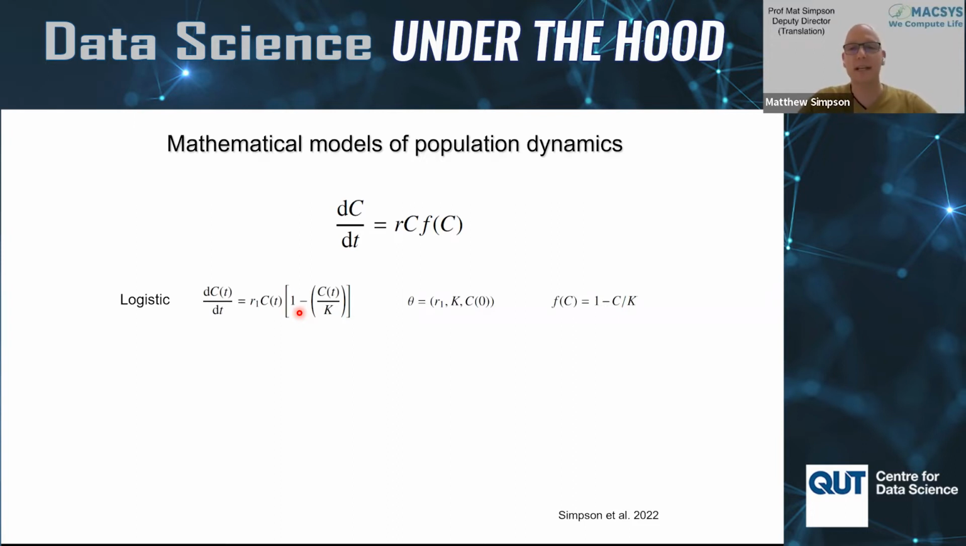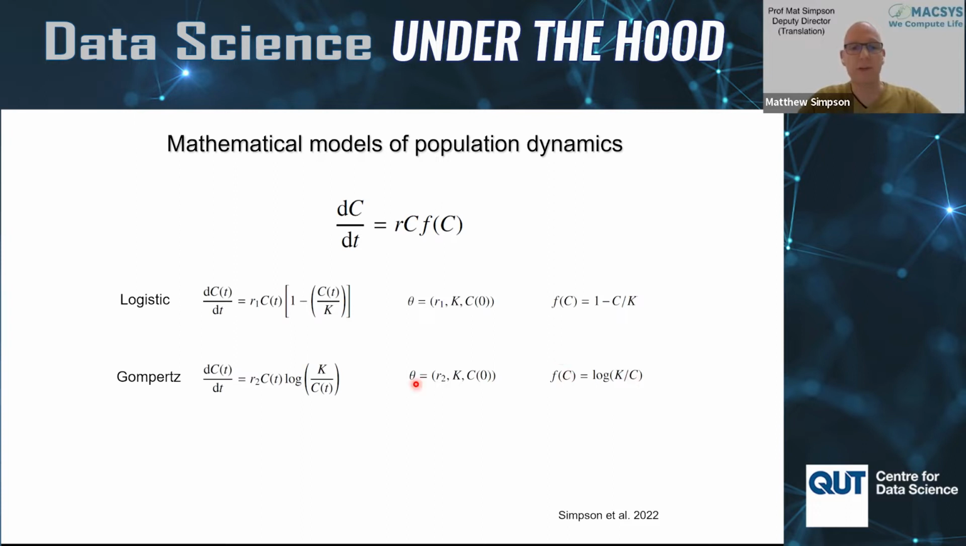But when it comes time to thinking about applying this mathematical model to data, if we think about the parameters that we've got to estimate, we've got a growth rate, R1, a carrying capacity density, I'm going to call K, and you probably also want to estimate the initial density, C0.